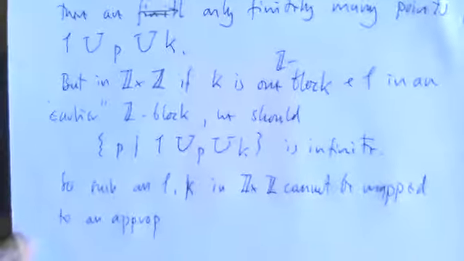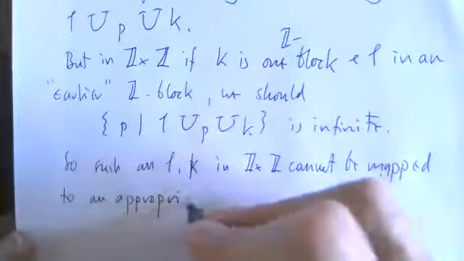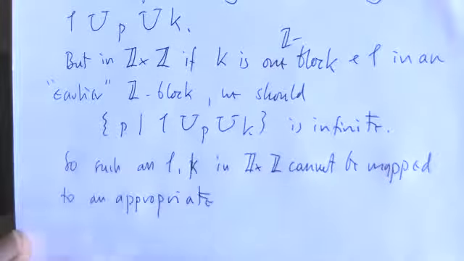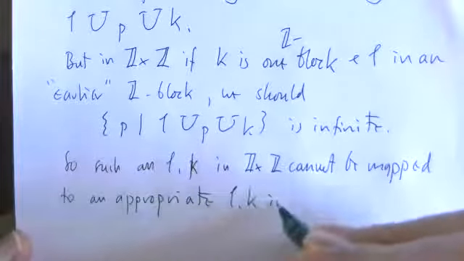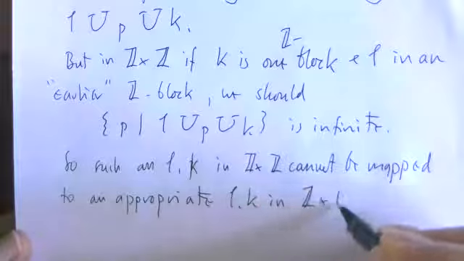So I found a reason as to why they're not isomorphic. Sorry, can you just move the page down a little bit again, please? Sorry, I was getting carried away in my enthusiasm. To an appropriate L of K in Z cross N.